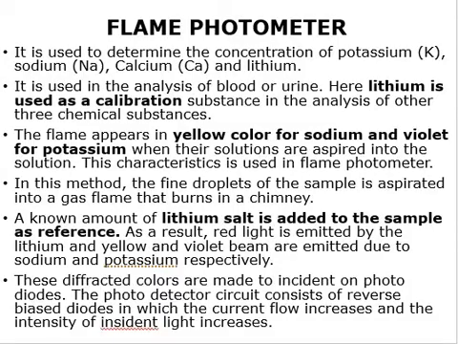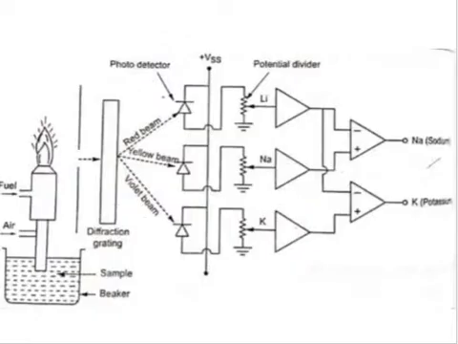Next we will look at the apparatus. This is the sample solution and this is the burning chimney. These are the air inlets, and fuel is also there. This is the burning flame, and again this flame is let into a slit. A slit is a very small opening where the light is focused into a narrow beam.